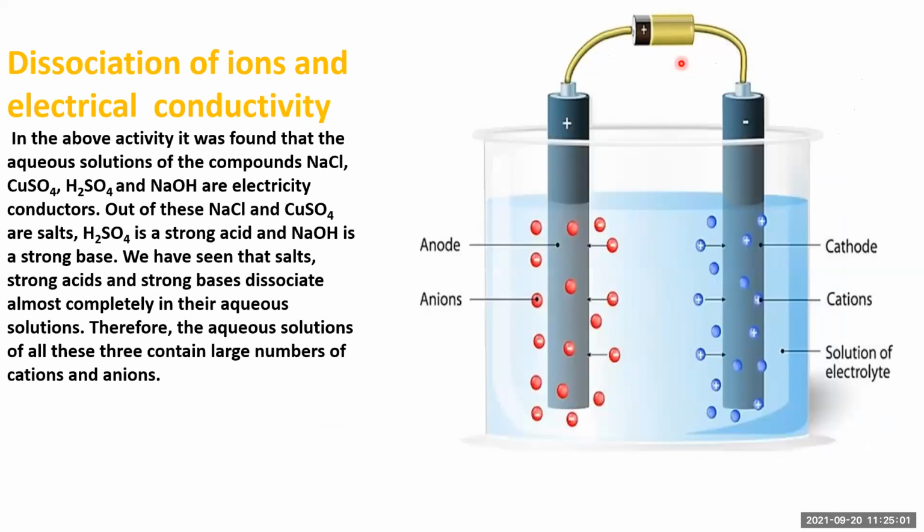Dissociation of the ions takes place, and due to this only the current passes. Here are examples of certain compounds. In CuSO4, Cu gets separated from the SO4: Cu positive, SO4 negative. So positive and negative ions conduct the electricity. H2SO4: H2 gets separated from the SO4, and positive and negative ions conduct the electricity. Similarly, NaOH also dissociates into Na positive and OH negative. These positive and negative ions conduct the electricity.